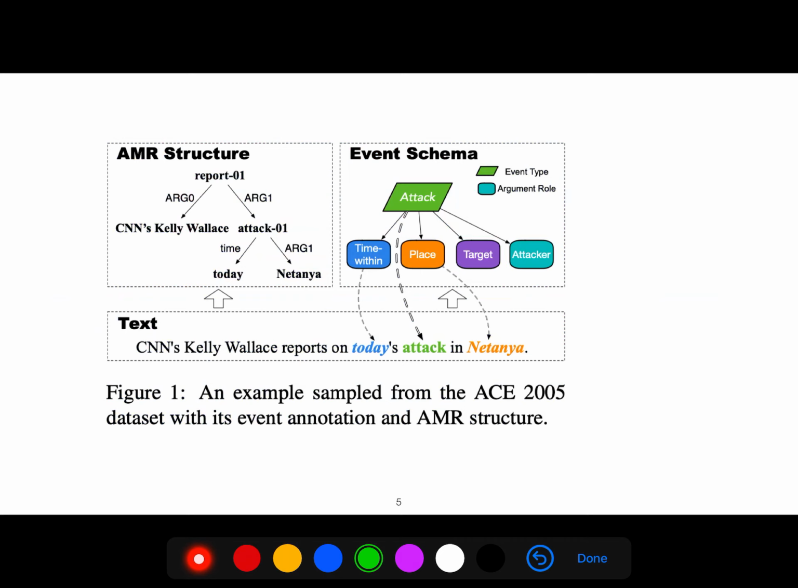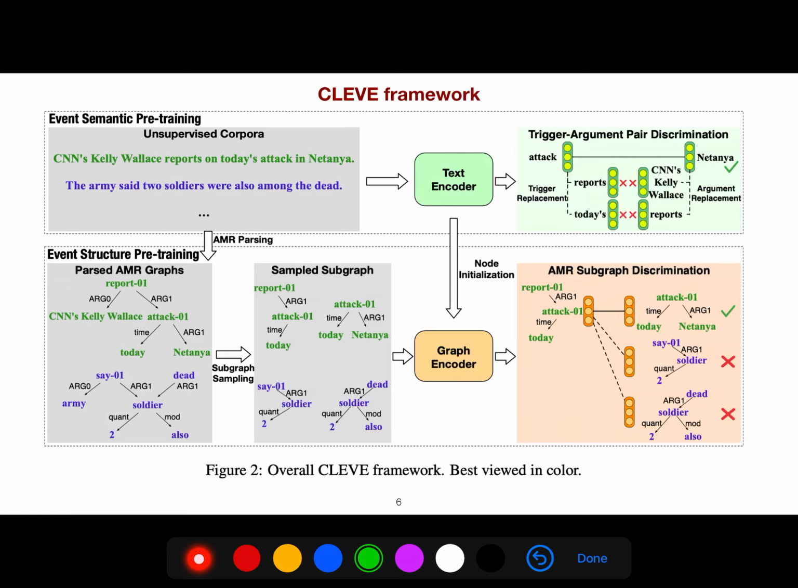For example, you see the AMR graph of that. And this is an example from this data set, which is very popular. And you see the event schema. For example, your event type, attack, has many argument roles, such as attacker. So you see the framework.